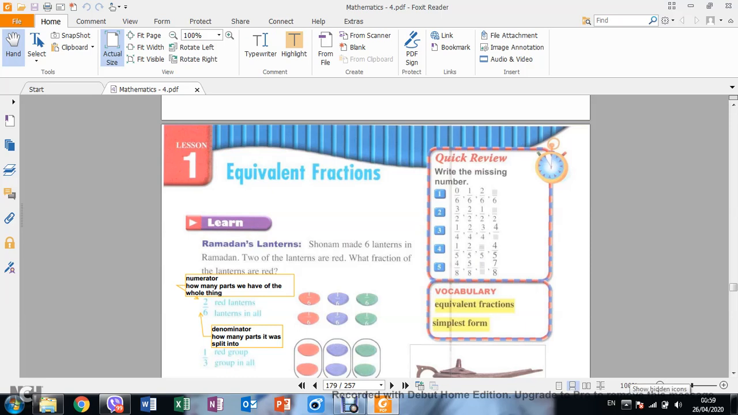Hello dear students, today we're learning equivalent fractions. At first, what do we mean by fractions? A fraction is a number that is smaller than a whole.